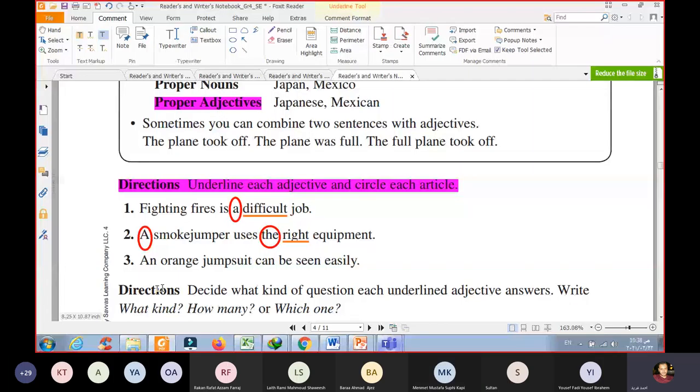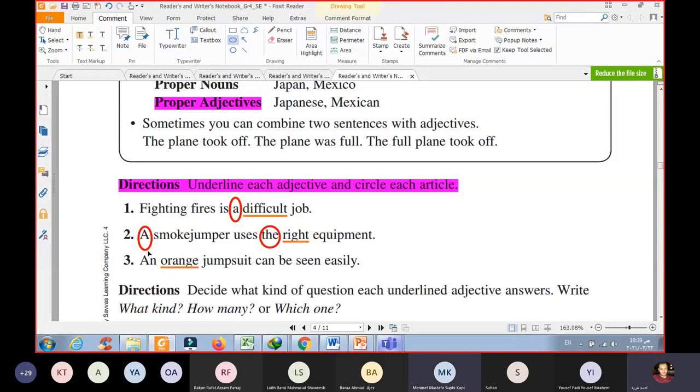An orange jumpsuit. Boy, where is your internet? Your internet, you have a problem, I think. And we should put a circle, and for orange we should put an underline. Yeah, thank you. It's a great one.